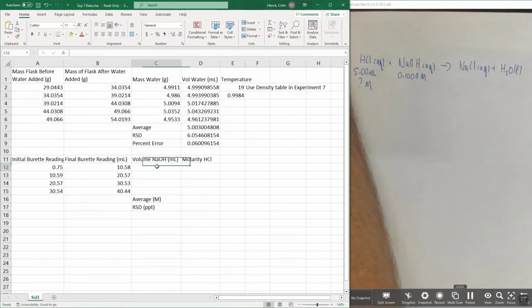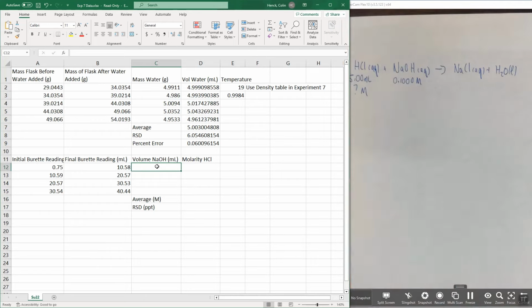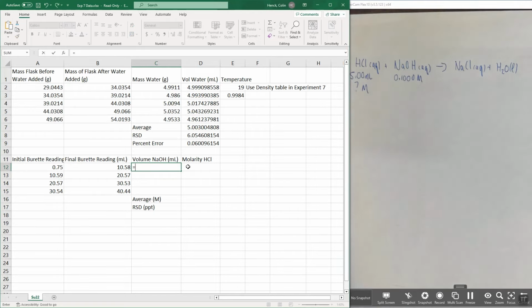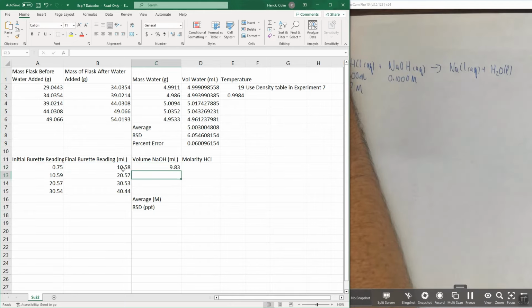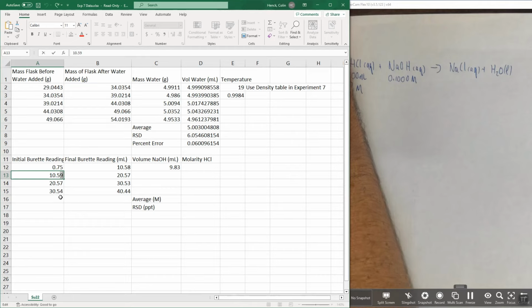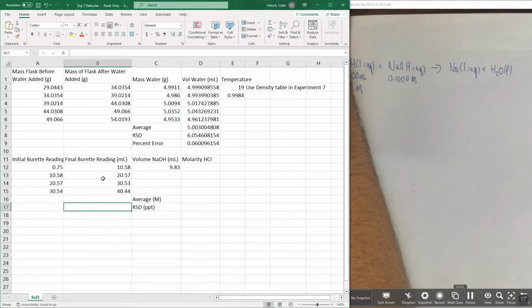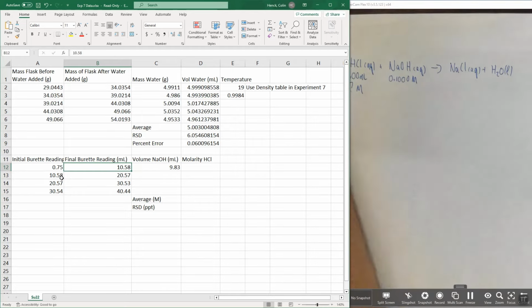I'm going to do this on paper for the first trial, then I'm going to show you how to type it into Excel, and then once it's in Excel, we're just going to drag down. So to find the volume of NaOH, we take the final burette reading minus the initial burette reading. Note that I changed this, it should be an 8. Note that the final burette reading of one trial is the initial burette reading of the next trial.